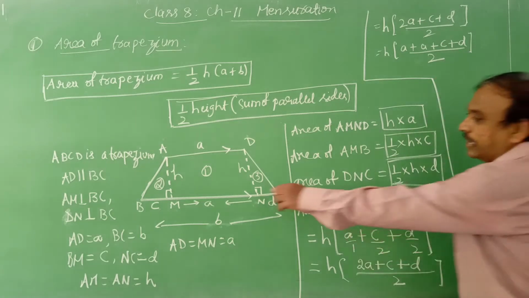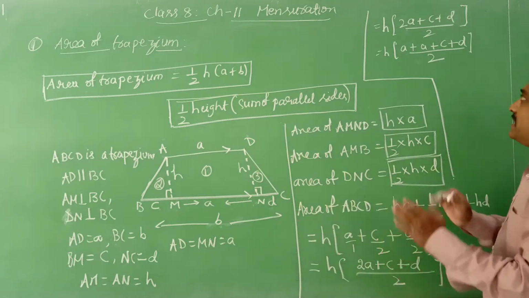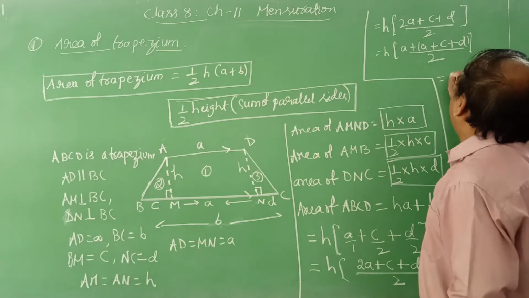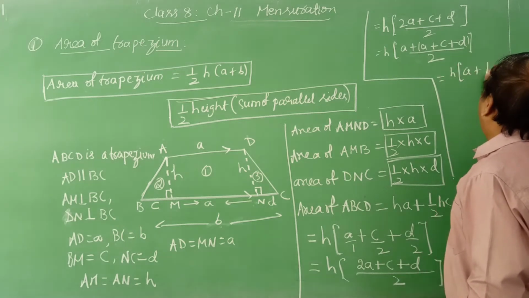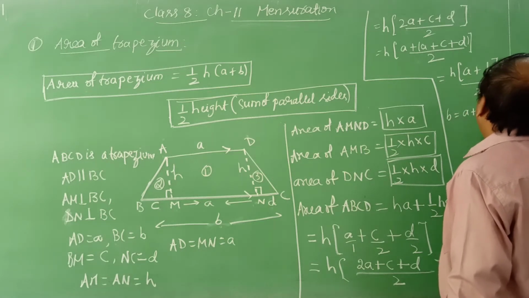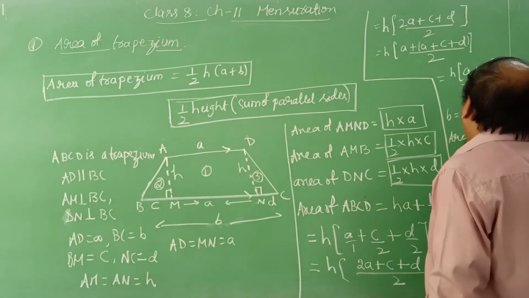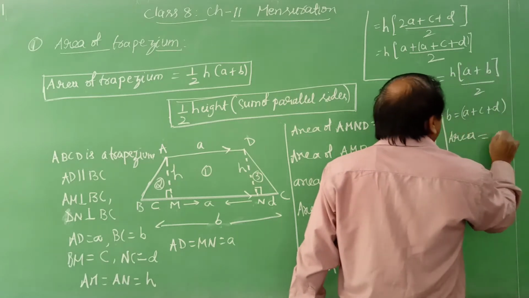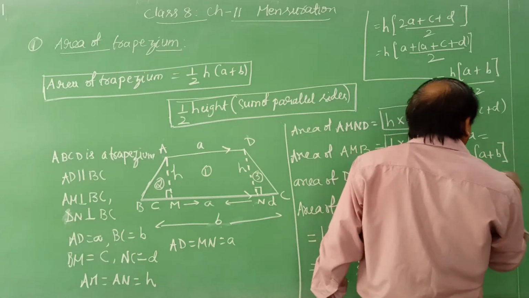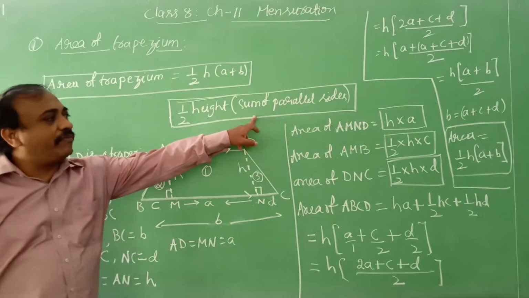Now observe, A plus C plus D together will give you the length of BC, which is nothing but B. So A plus C plus D, we can write as H into (A plus B) by 2, where B is equal to A plus C plus D. Therefore, the area of the trapezium is equal to half H into (A plus B), that is, half of the product of height and the sum of its parallel sides.